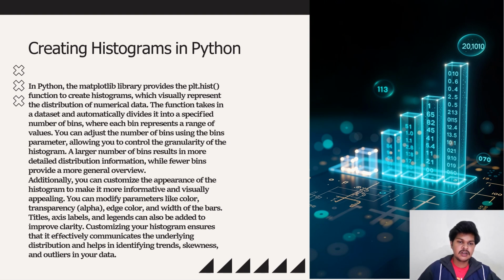You can modify parameters like color, transparency, edge color, and width of the bars. Title, axis labels, and legends can also be added to improve clarity. Customizing your histogram ensures that it effectively communicates the underlying distribution and helps in identifying trends, skewness, and outliers in your datasets.